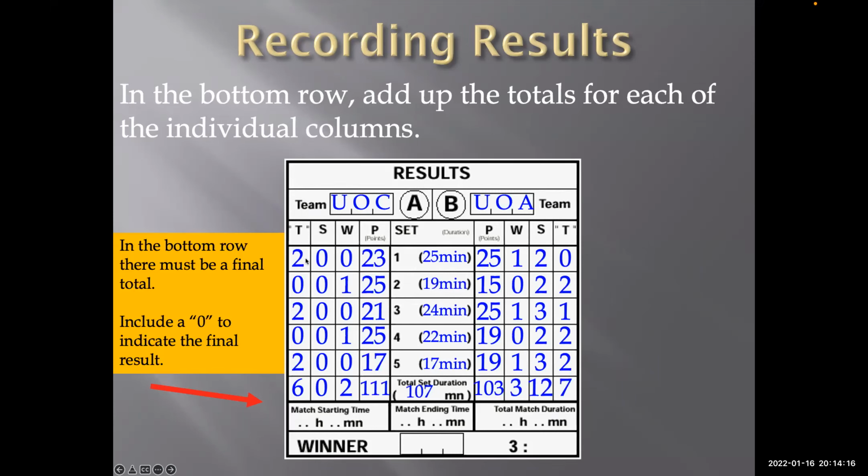You would total up each of the columns. So they took 6 timeouts. They had 0 subs, 2 sets 1. You do their total points, their total duration. So this total set duration is the sum of these. Just make note that this does not include the time in between each set. So this one was 25 minutes long. There were 3 minutes in between the sets. Then there was a 19-minute set. That'll become relevant later.